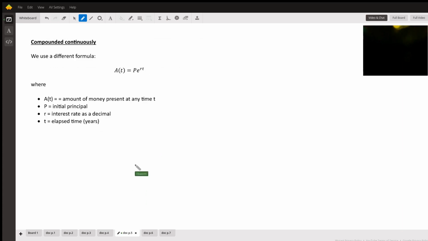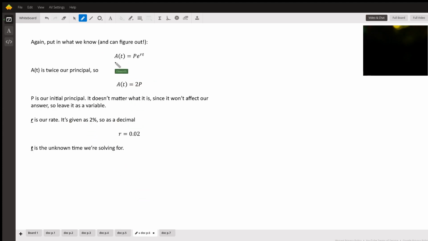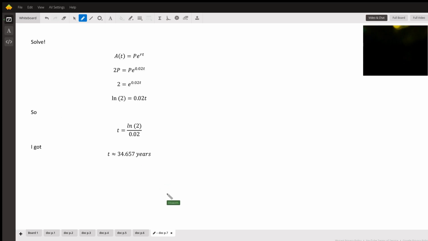Now, compounded continuously, different formula. You can read what everything equals to here. Put everything in. Twice the principal. Rate is 0.02. Put it all in. There's the formula. Takes a little bit longer to compute it continuously. But there you go.